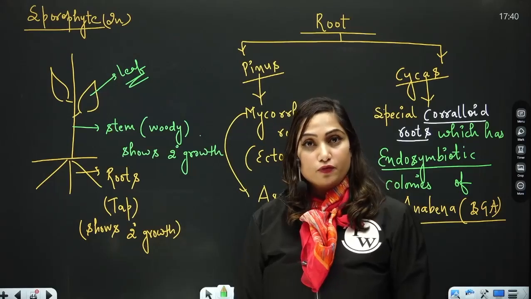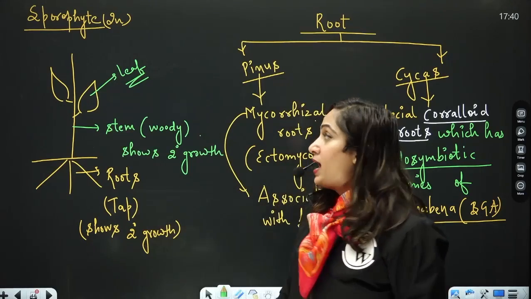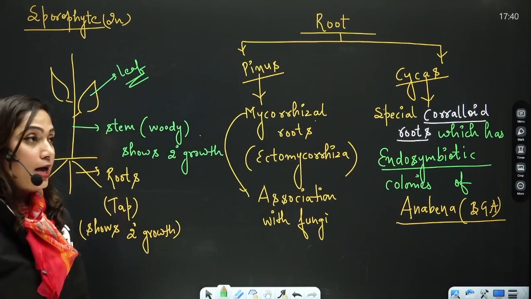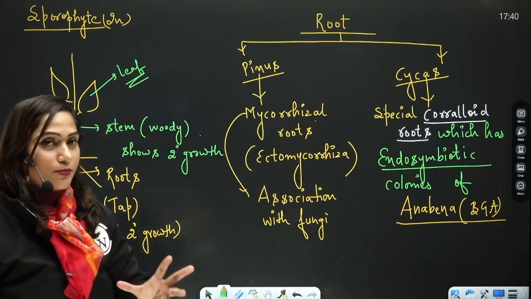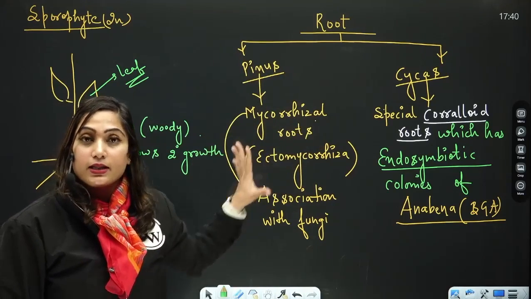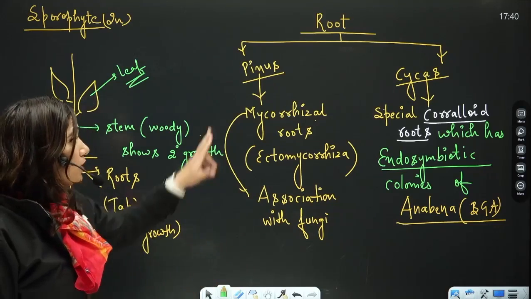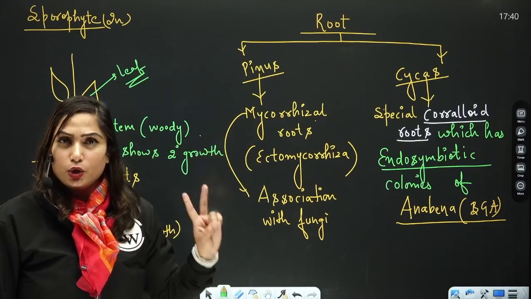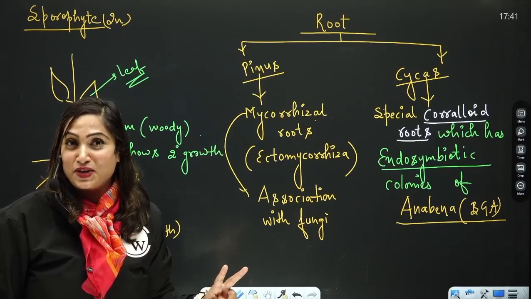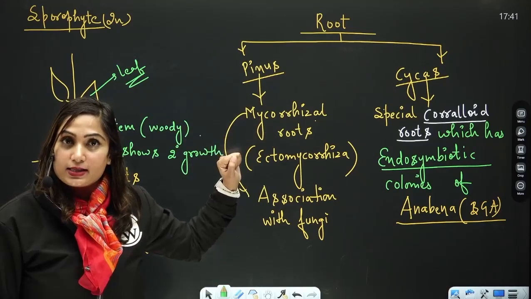Stem is also woody in case of gymnosperms. It also shows secondary growth. And they have properly developed leaves. Now let's discuss some special points about each part of the sporophyte. First, let's take the root. This question is very, very important. The two important gymnosperms we'll be discussing are Pinus and Cycas. Okay. So, what is special about the root of Pinus?